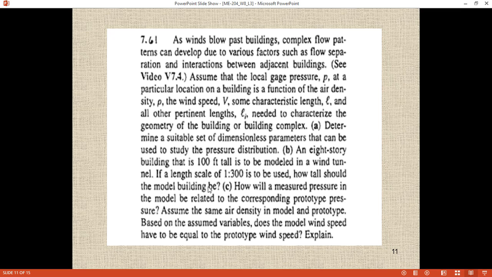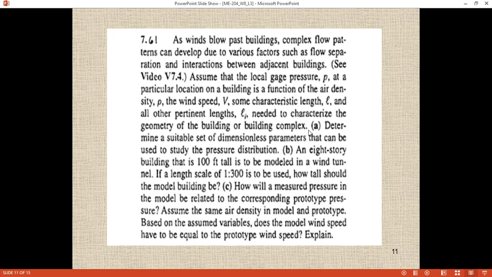So first of all, we have to find out the size of the model if the building height is 100 feet. Third, how will a measured pressure in the model be related to the corresponding prototype pressure? Assume the same air density in the model and prototype. Based on the assumed variables, does the model wind speed have to be equal to the prototype wind speed? Explain.